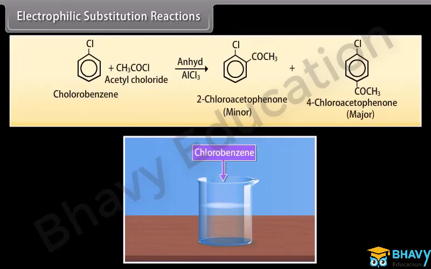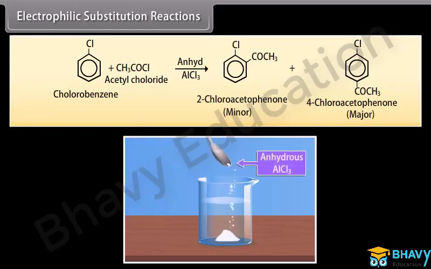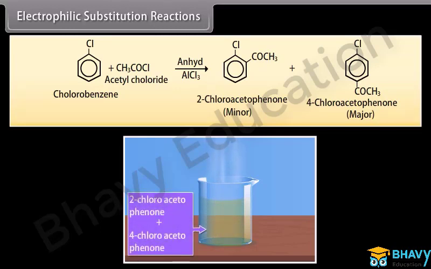When chlorobenzene is mixed with acetyl chloride and anhydrous aluminium chloride is added, it reacts to give 2-chloroacetophenone, which is a minor product, and 4-chloroacetophenone, which is a major product.